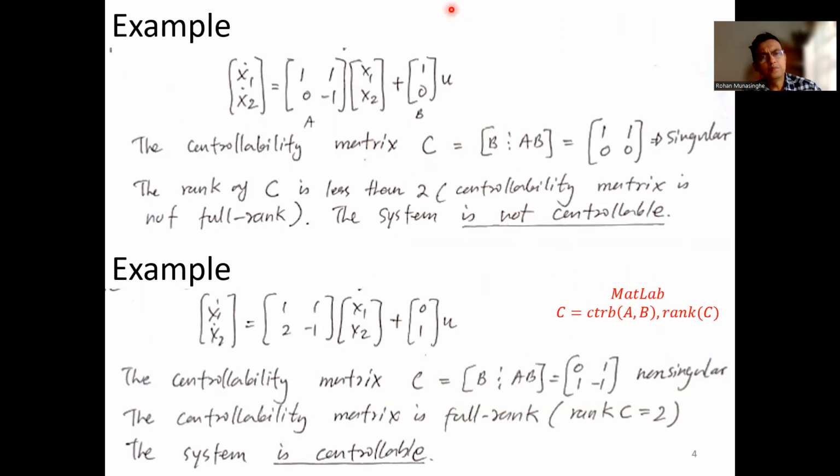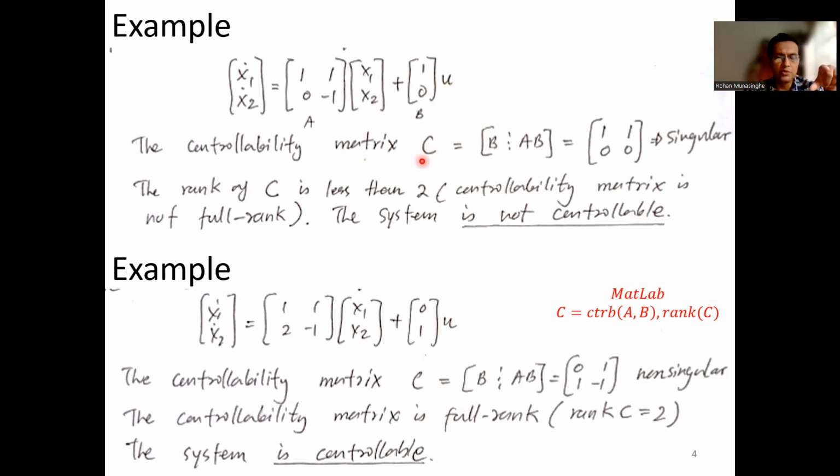Example. So look at this one. It is a second order plant, x1 dot, x2 dot, and this is the system matrix [1, 1; 0, -1], and this is the drive matrix [1; 0] times u. You want to check whether the system is controllable, which means whether the control signal u is related to x1 and x2, right?